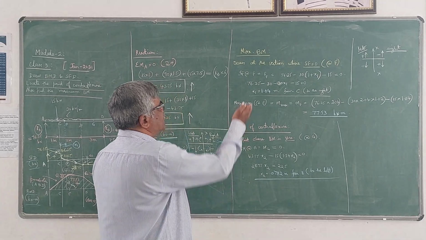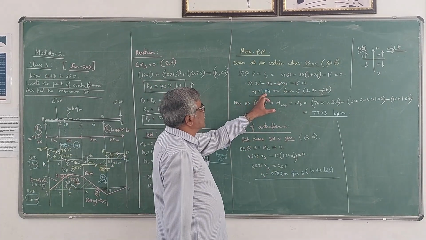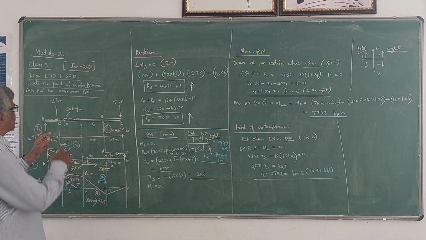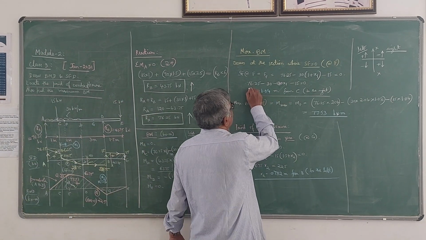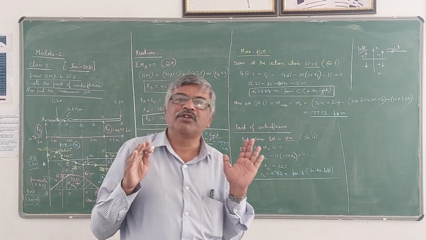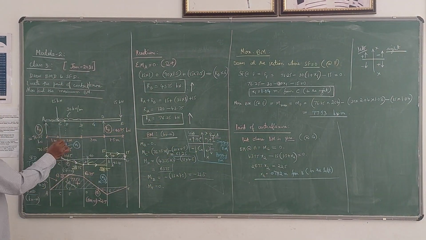Now if you solve this equation, you will get the value of x1 as 1.04 meters. That means this F is at a distance of 1.04 meters from C to the right side. That's what I have written here; x1 is this value. Once you know the point where the shear force is 0, at the same point you can see that bending moment is maximum.